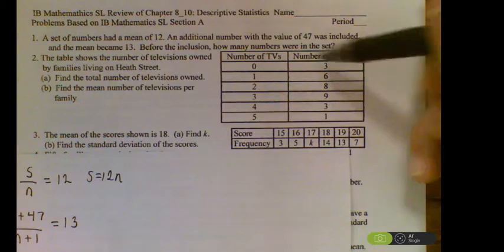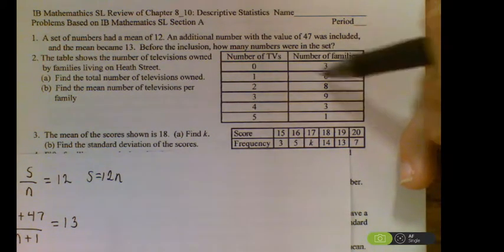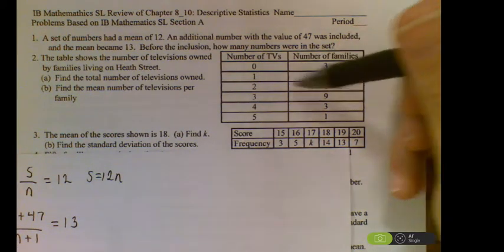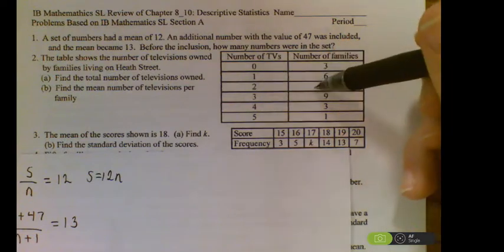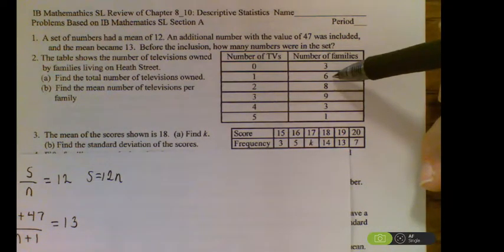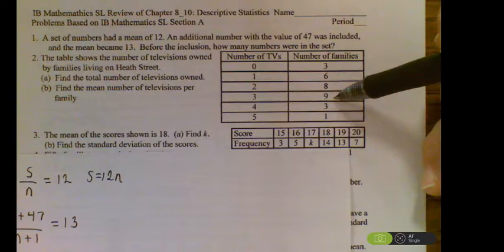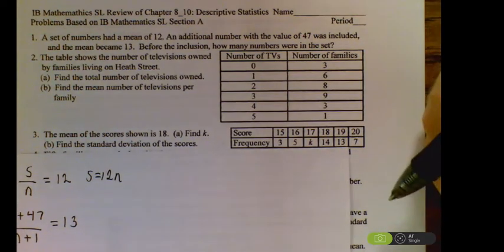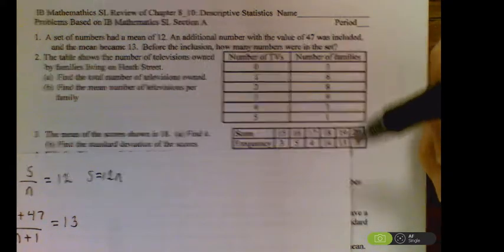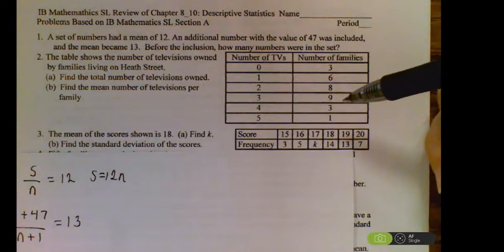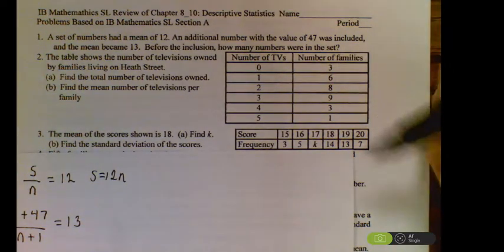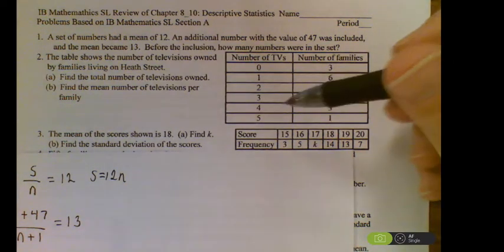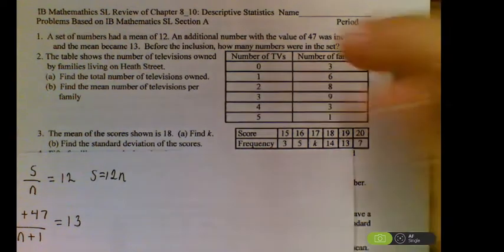So 3 families had nothing. 6 families owned 1. 8 families owned 2. So that's 16 TVs. All right, that was 6 TVs plus 16 plus 27 plus 12 plus 5. So you're just kind of multiplying and adding as you go to figure out the total number of TVs. If they were to say what was the total number of families, we would have just added those together. But this was the total number of TVs, so it's just worded a little differently.